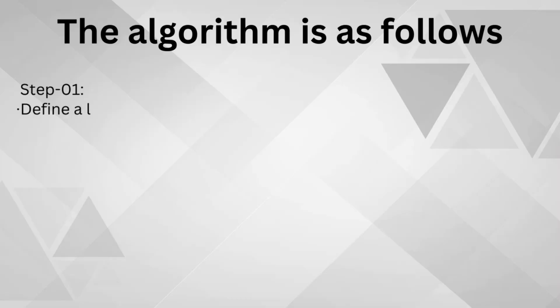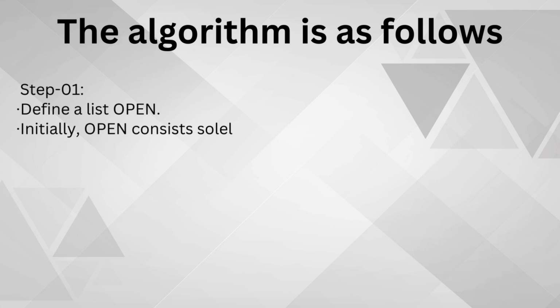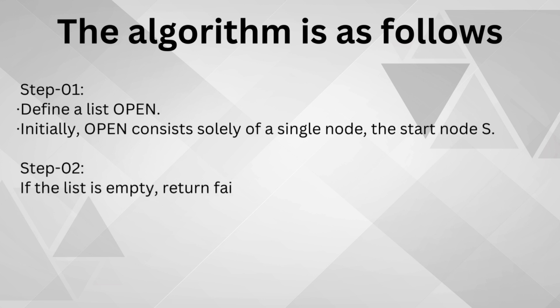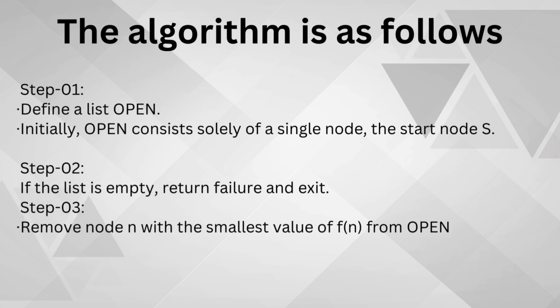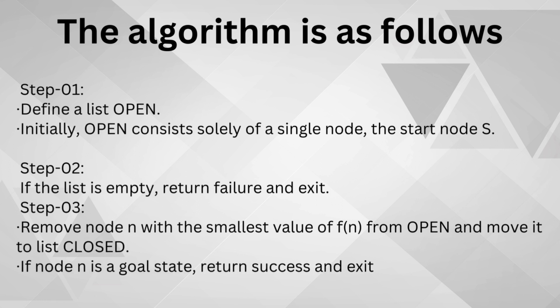First, define a list open. Initially, open consists solely of a single node, the start node S. Step 2, if the list is empty, return failure and exit. Step 3, remove node n with the smallest value of f of n from open and move it to list closed. If node n is a goal state, return success and exit.